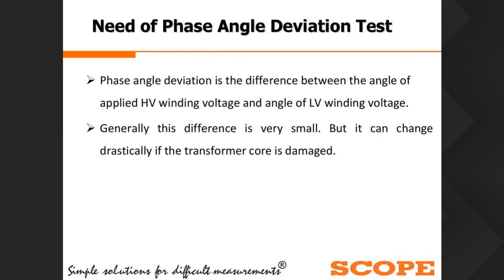Then the phase angle deviation test. It is to find out the phase angle difference between the HV winding voltage and the LV winding voltage. Generally this difference is very small, but it can change drastically if the transformer core is damaged. After that we will get a wrong phase deviation. That is why the phase angle deviation test is important.